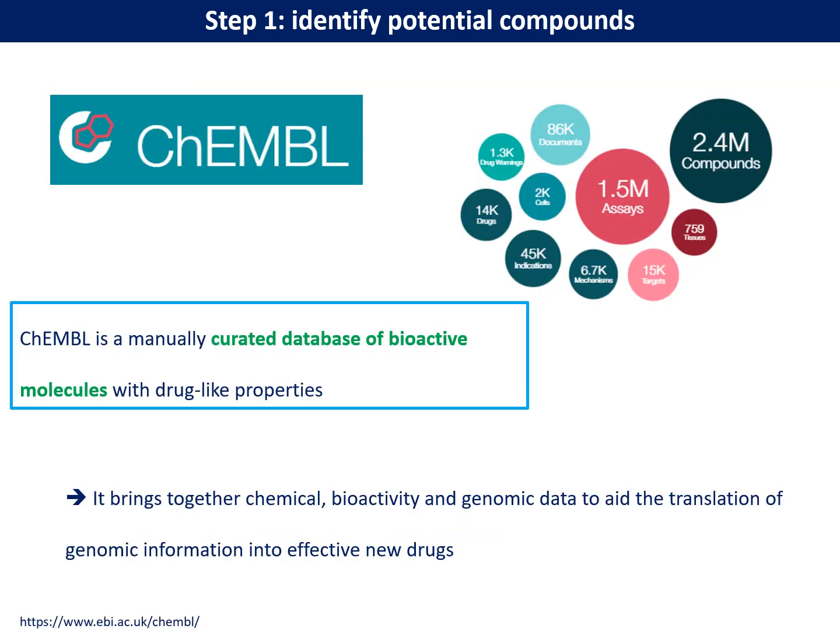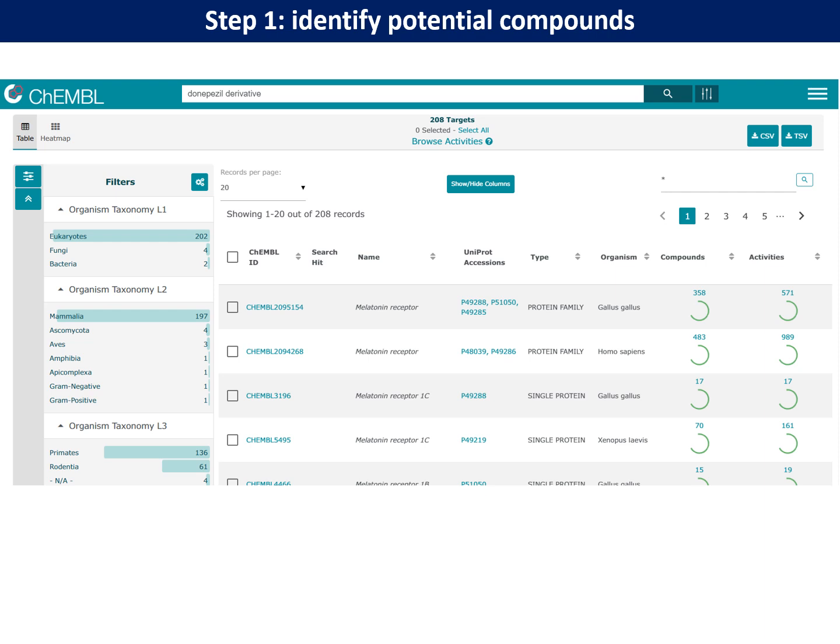The next one is an easy one. You can use the database called ChEMBL here. The database includes around 2.5 million compounds, and here they can link your compounds and IC50. When you enter this database, you can just write down your compound of interest. Here, I focus on donepezil derivatives. If I try here, I found around 208 targets, and here you can select the whole compound.